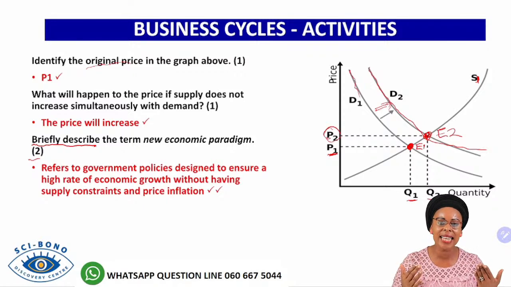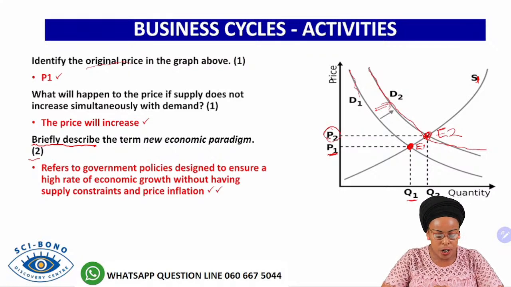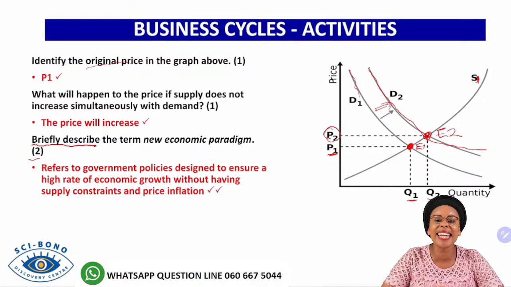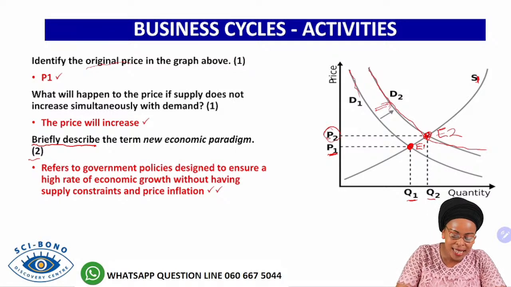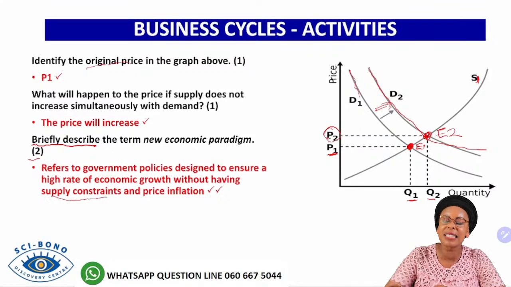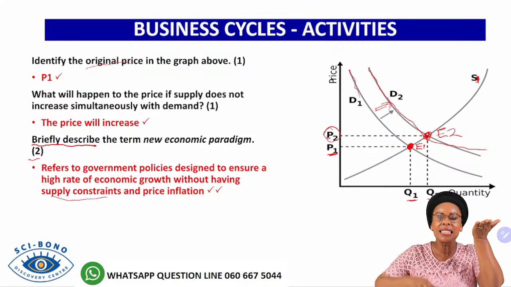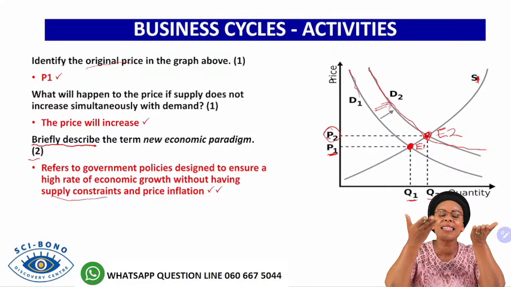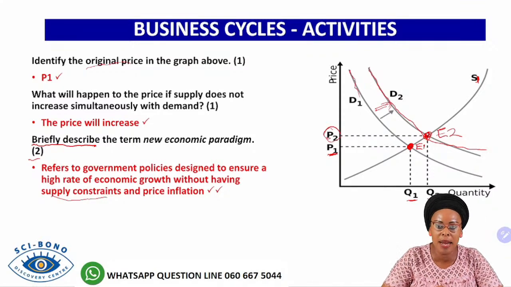But remember what I said, you can write it in a manner that you understand it. If it is correct, you will get marks. So the new economic paradigm refers to government policies designed to ensure a high rate of economic growth without supply constraint and price inflation. So what does it mean when we say without supply constraint? It means that if demand is increasing, supply should also simultaneously increase so that inflation cannot be a problem.